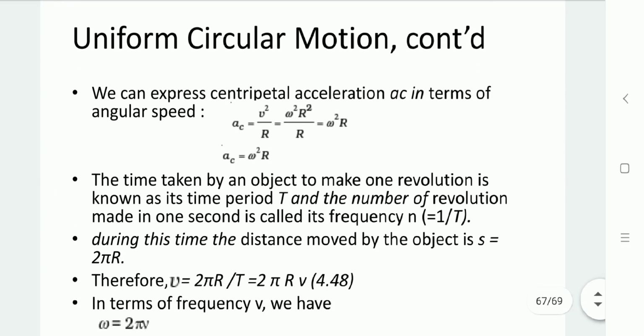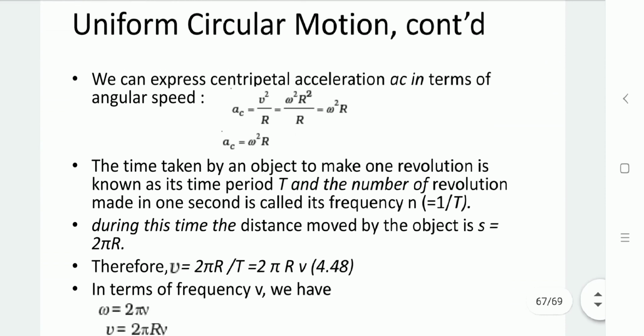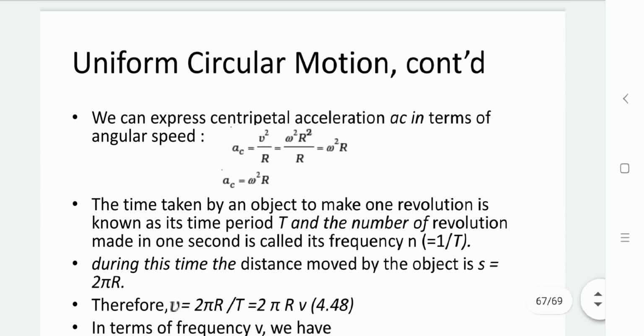We can also represent centripetal acceleration in terms of angular speed. a_c equals v square by r. Substitute the value of v from the above equation. So v square equals omega square r square divided by r, that is equal to omega square into r.